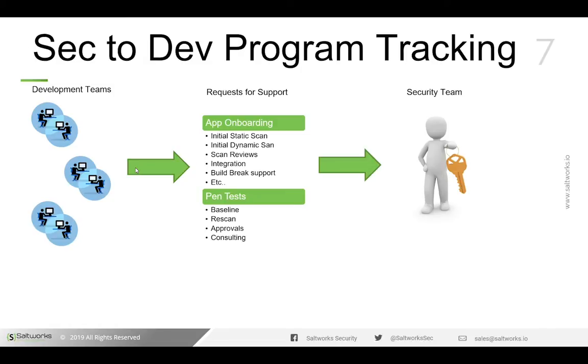Whatever works for you is fine, but ultimately what we want to be able to do is track whenever a development team sends a request in. So things like wanting to do an initial scan, wanting to run some initial dynamic scans, they want to have their scans reviewed, they want help integrating, they want help with build breaking, those kinds of things for your automated testing. For pen testing, there's going to be activities you want them to do there as well, like baselining, rescanning, approvals, general consulting. So you have lots of activities going on. And as you can imagine, I've just shown here pen testing and scanning. There's going to be other things like threat modeling. So we want a way to manage that.